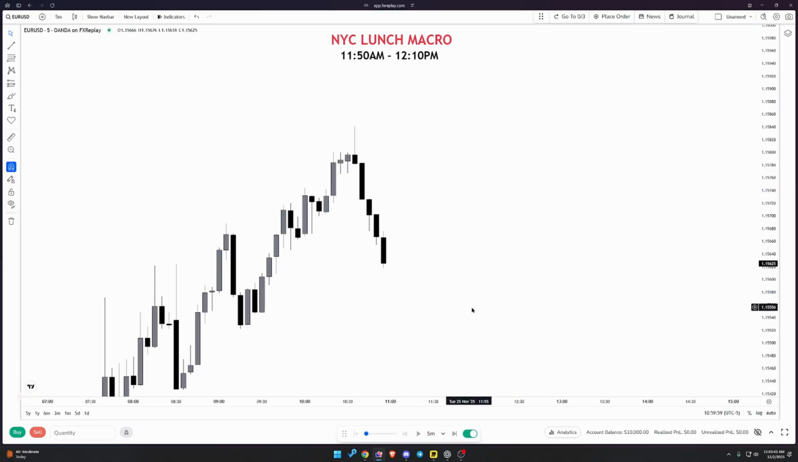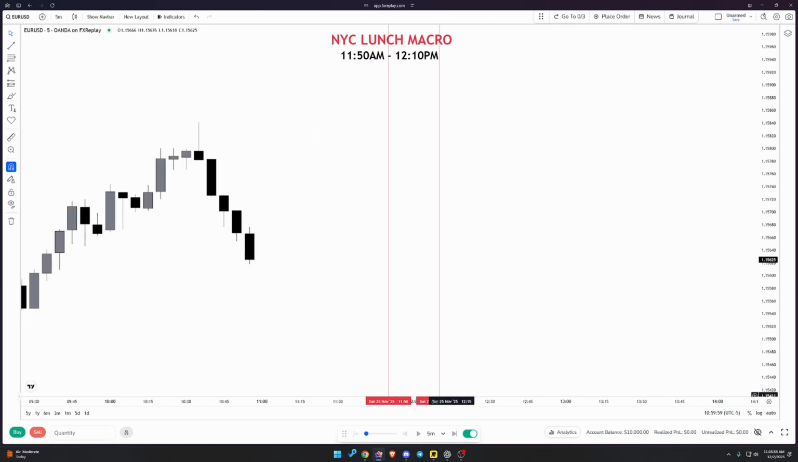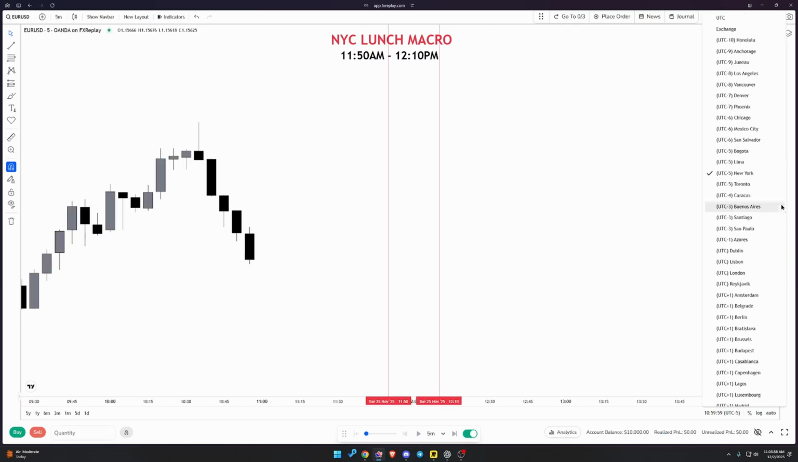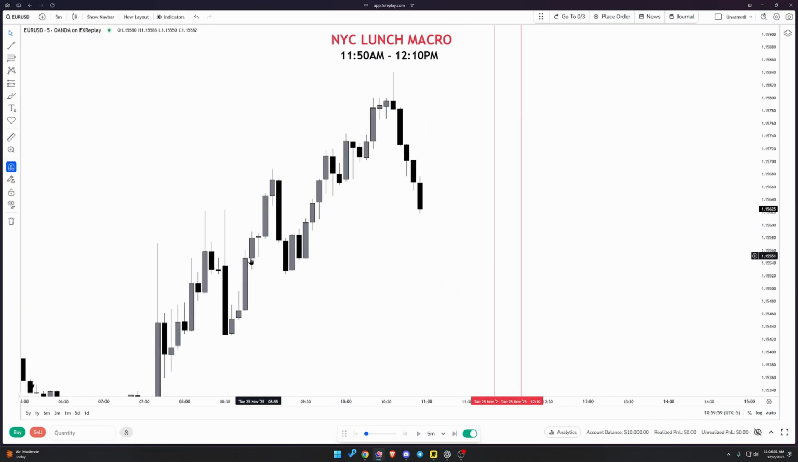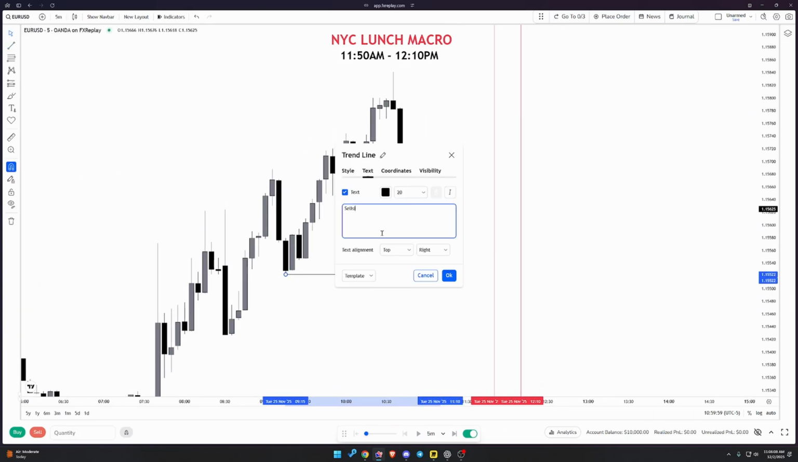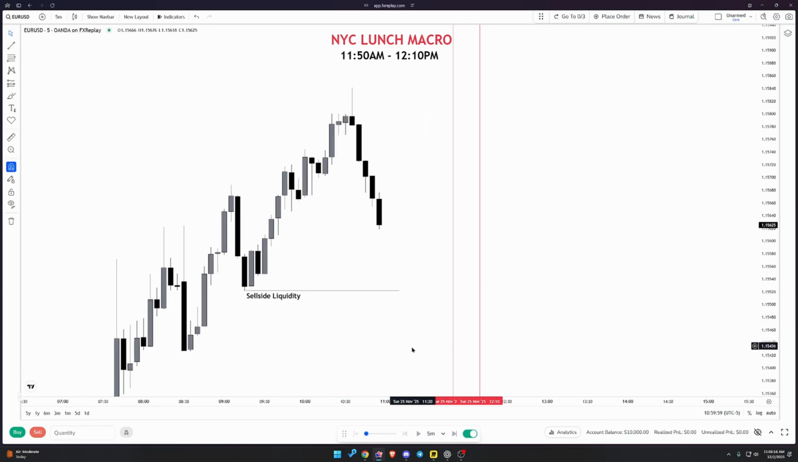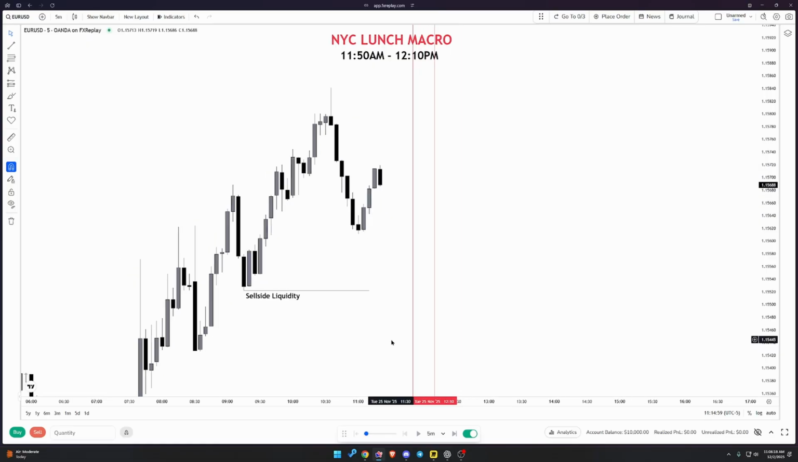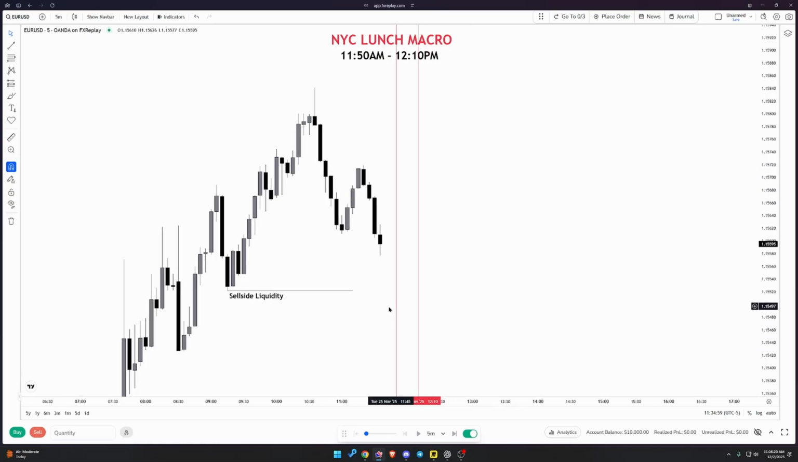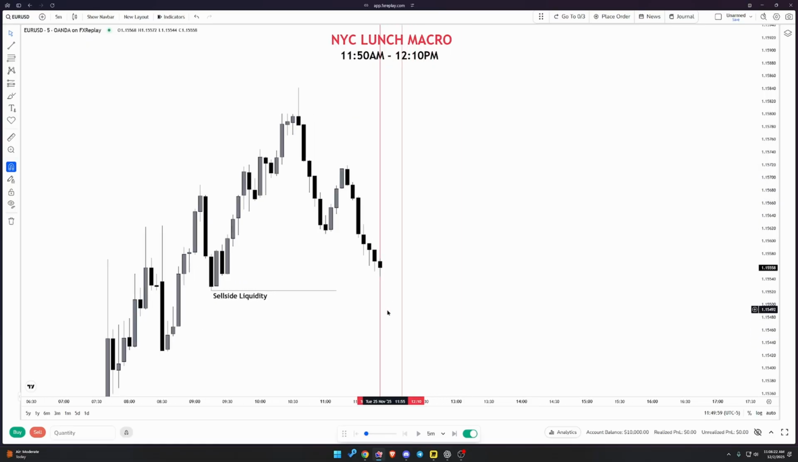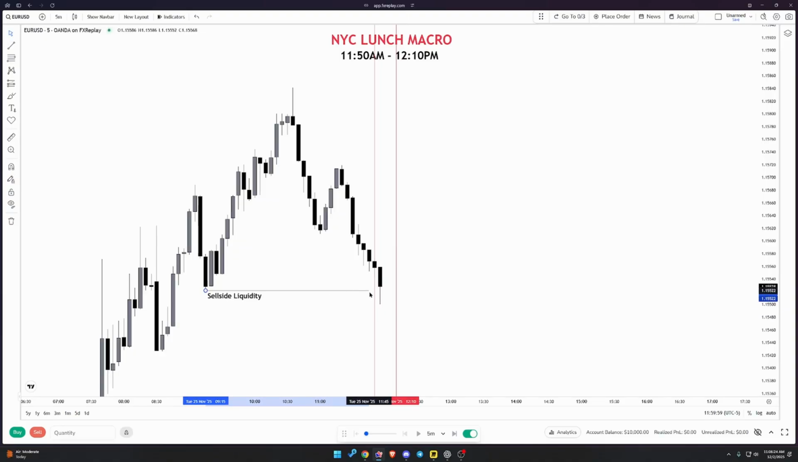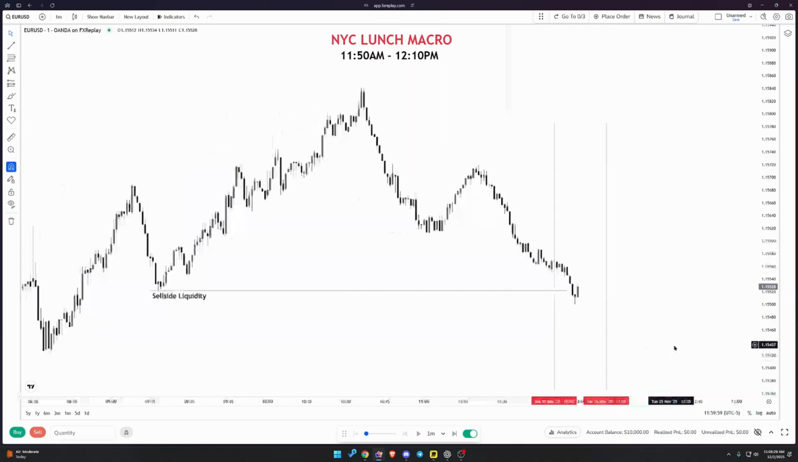First, we will mark out our New York lunch macro time. You can check the time at the bottom of the charts. You can also verify the time zone. So we also have a swing low, which becomes our sell side liquidity. So here you can see the price has swept our sell side liquidity in our macro time.